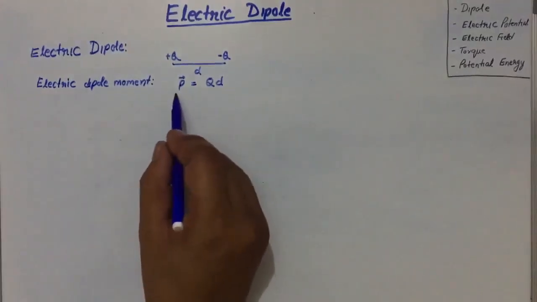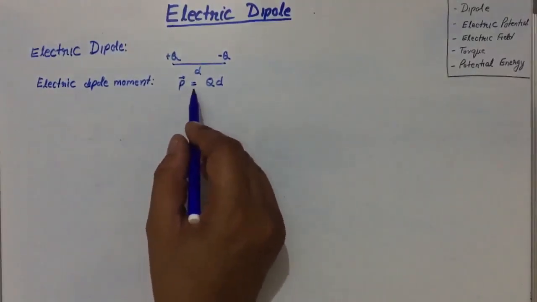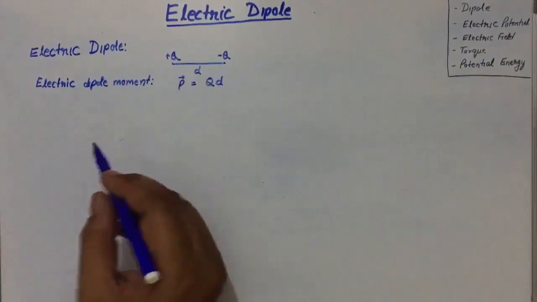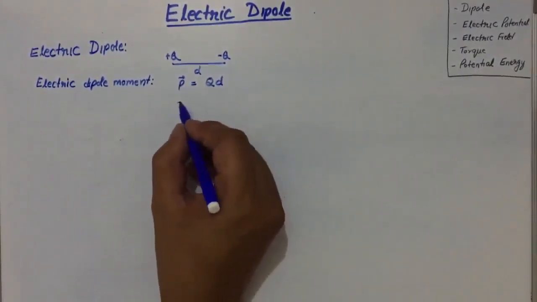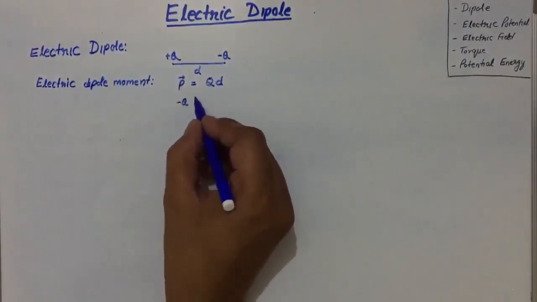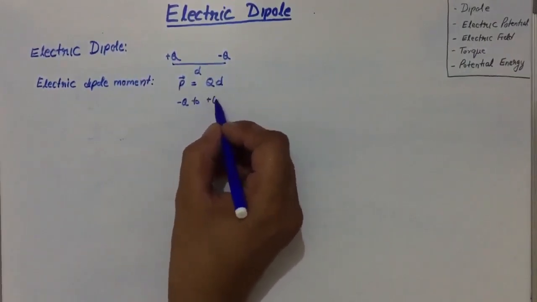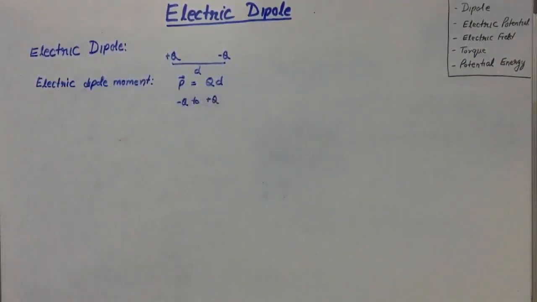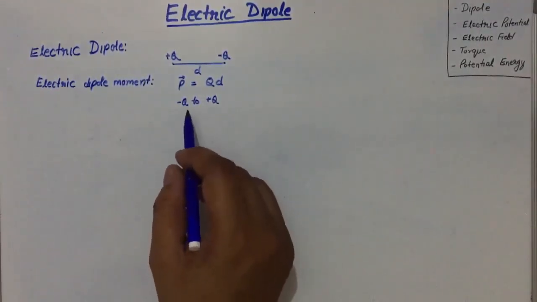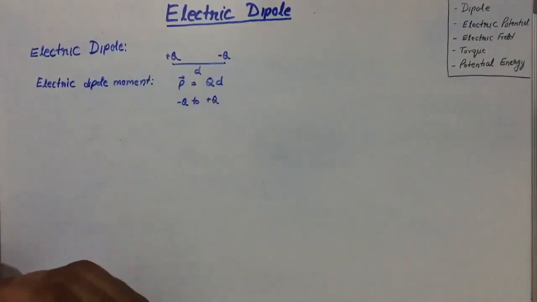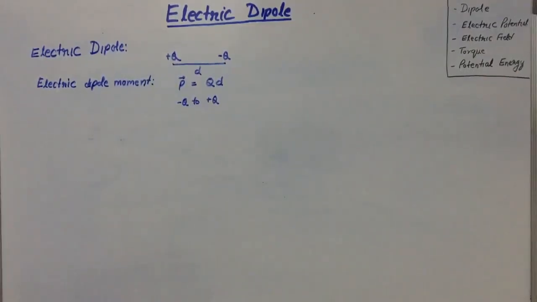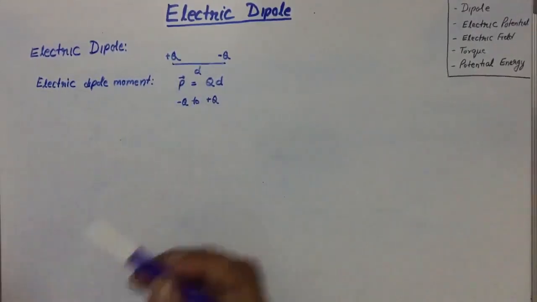And as it is a vector quantity, it has a proper direction, and the direction is from minus q to plus q, against the electric field. In an electric field, the direction of the field is away from the positive charge. Here it is just opposite to that. Okay, these are the basic terms related to the system.